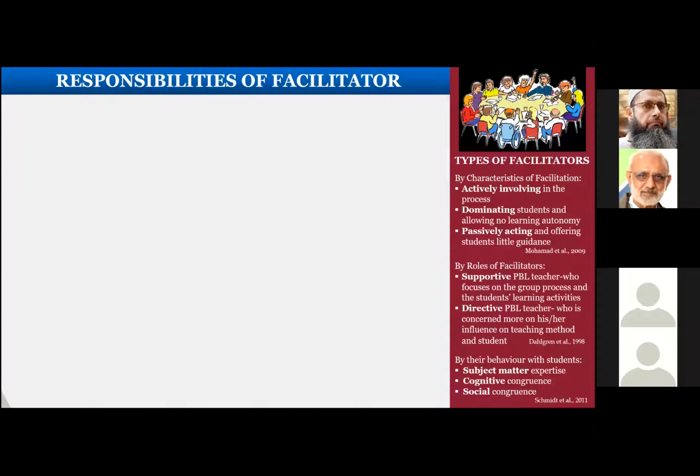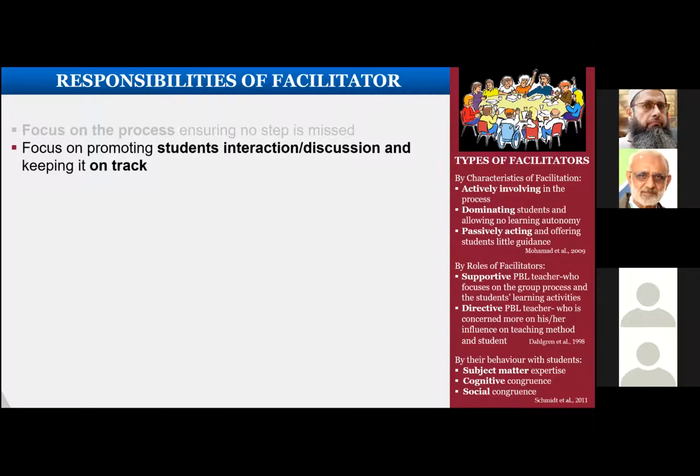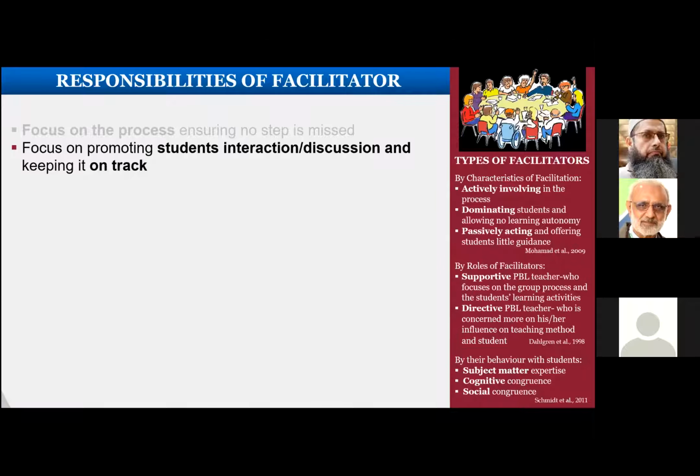Hence, the responsibility of the facilitators is to focus on the process, ensuring no step is missed. Remember that in PBL, all the steps of the process have their significance and their objectives. And if a step is missed, practically the whole process of PBL will go haywire. Focus on promoting student interaction, discussion, and keeping the discussion on track.